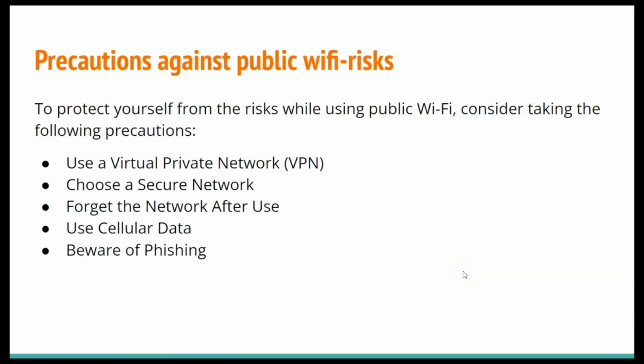In this video, I'm going to cover precautions against public Wi-Fi risks. To protect yourself from the risks while using public Wi-Fi, consider taking the following precautions. First is to use a virtual private network, or VPN. A VPN encrypts your internet connection, making it much more difficult for hackers to intercept your data. Always use a reputable VPN service when connecting to public Wi-Fi.